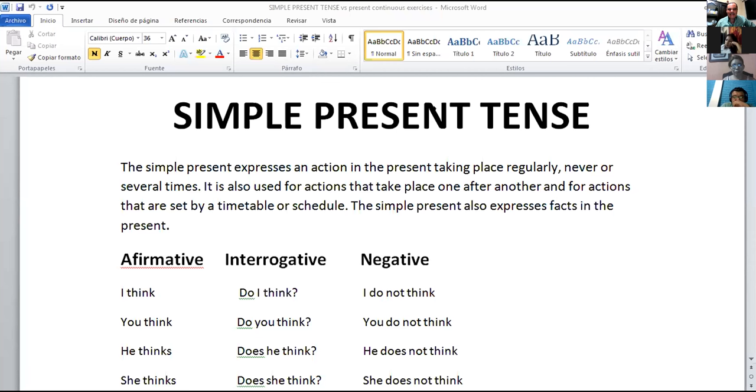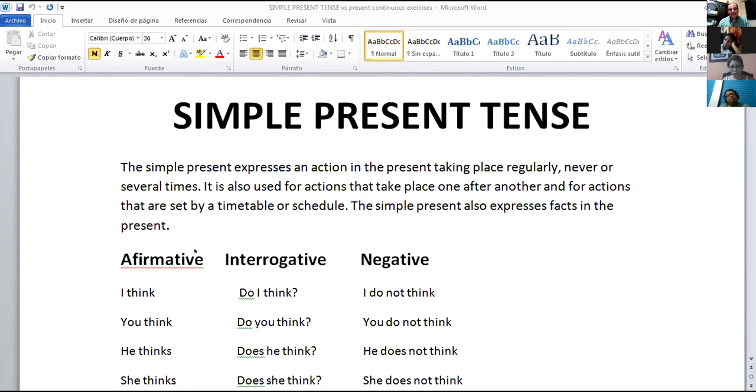So, simple present tense. The simple present tense expresses an action in the present taking place regularly, never, or several times. Several times means a lot of times, many times. It is also used for actions that take place one after another, and for actions that are set by a timetable schedule. You remember when we talk about buses, airports, okay, schedules? So for schedules, we use the simple present.